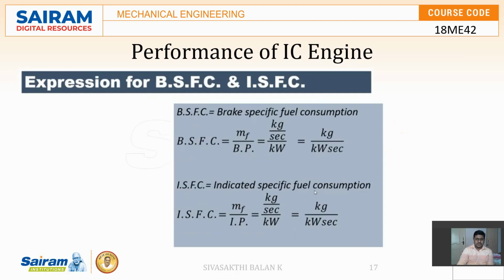Brake specific fuel consumption is expressed as the mass of fuel supplied to generate 1 kilowatt of brake power output, or MF divided by BP. It's nothing but brake specific fuel consumption. Similarly, indicated specific fuel consumption is also calculated by the ratio between MF, the mass of fuel supplied, and the indicated power.